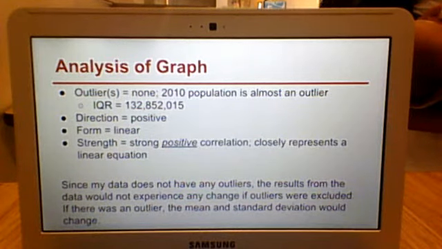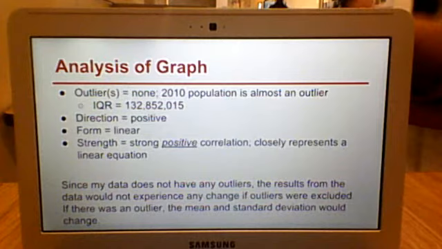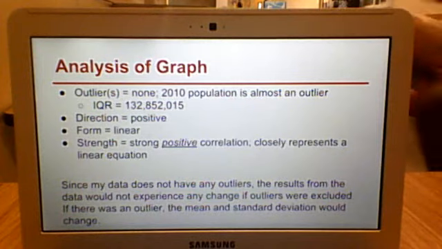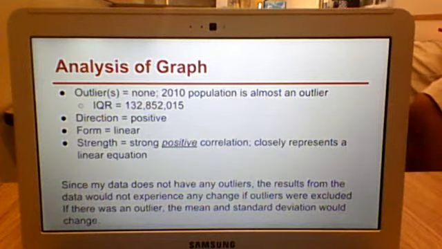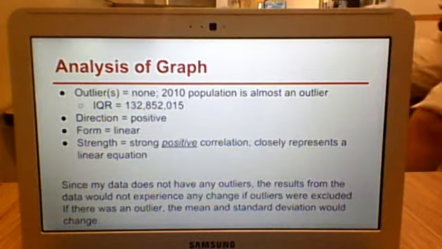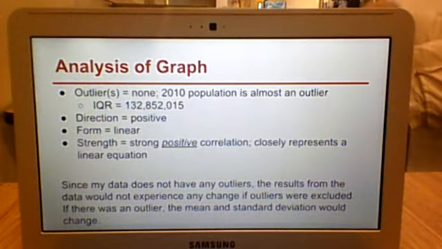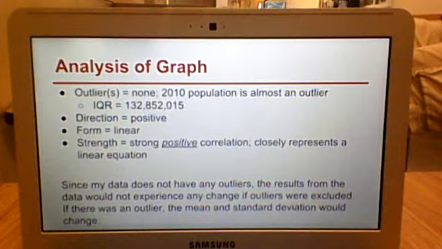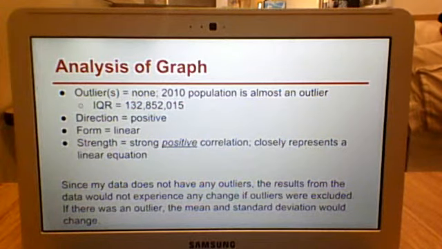And then my analysis: I didn't have any outliers, but since the 2010 population is a little bit different, it almost is an outlier. But since it's not 1.5 times the IQR, which is 132,852,015, it's not an outlier, and the direction is positive. The form is linear, and the strength is a strong positive correlation, which closely represents a linear equation.